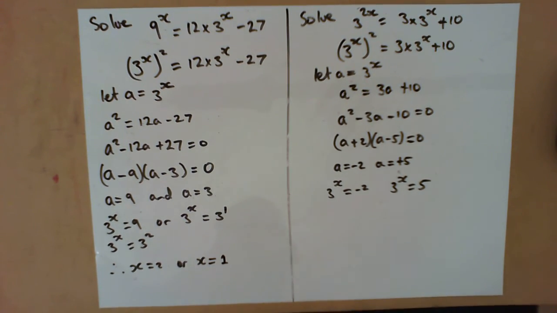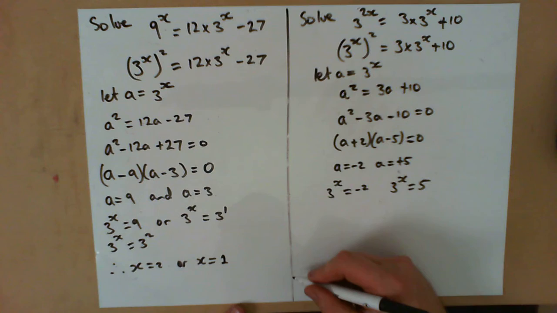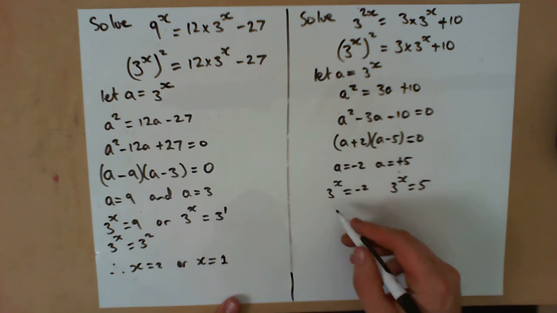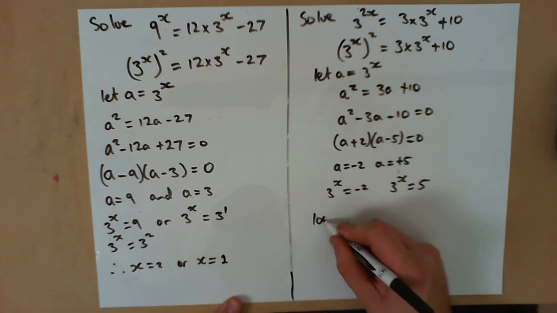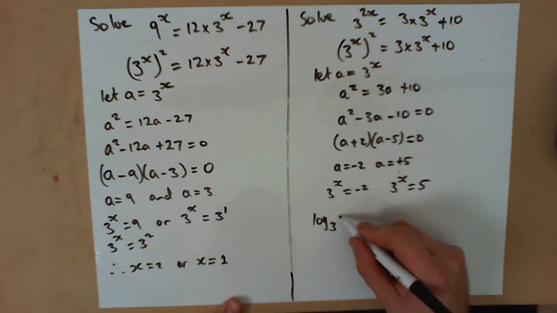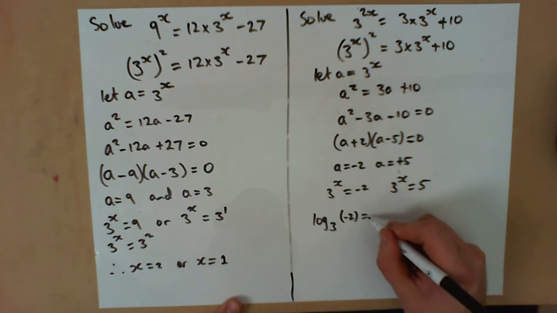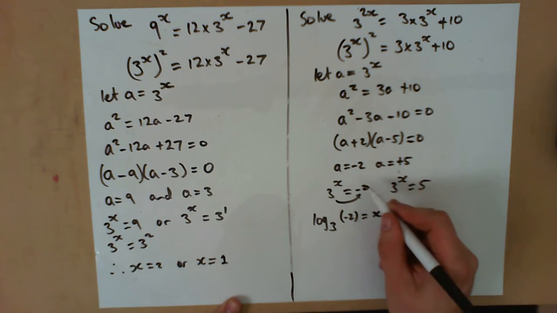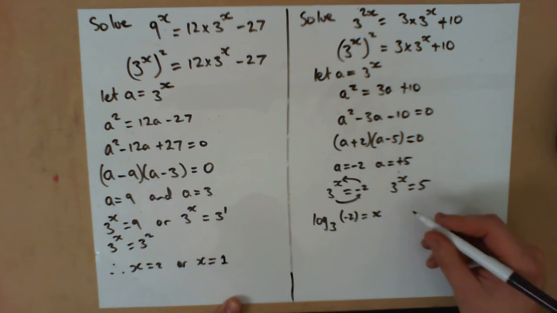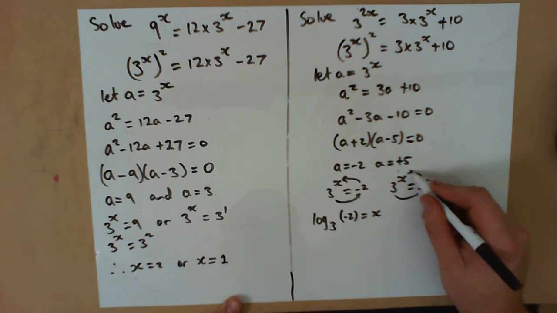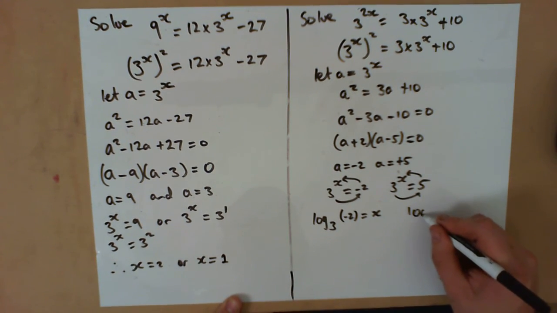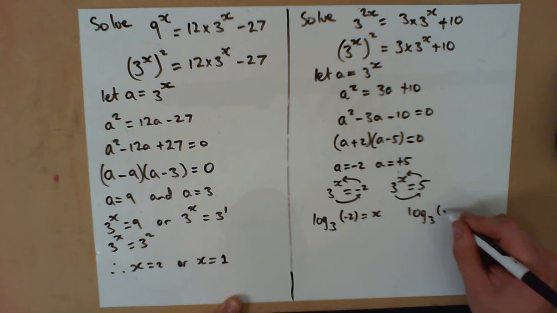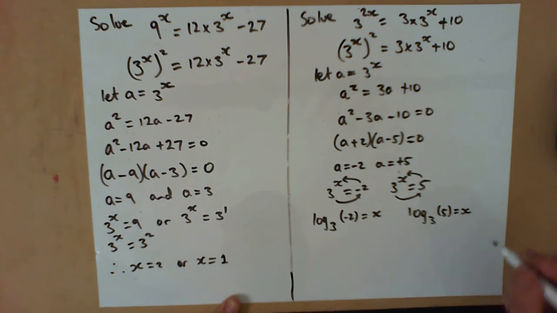Okay, so from this, we're going to see this process a little bit later on as well, but from here what we can do is we can say log to the base 3 of negative 2 equals x. Okay, so we do what I call the loopy method. We loop around like this. Okay, and we're going to do the same with this. We loop around. So we say log to the base 3 of 5 equals x.